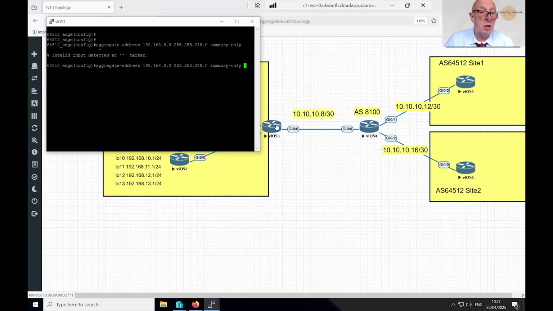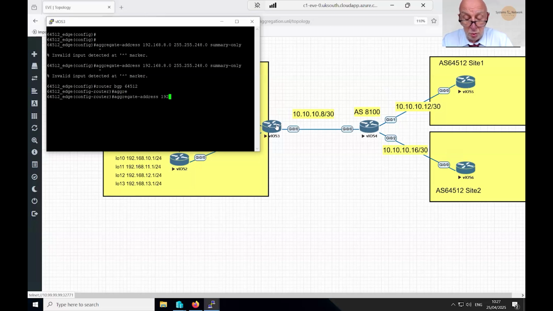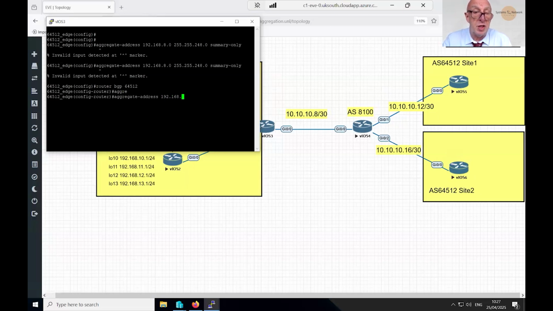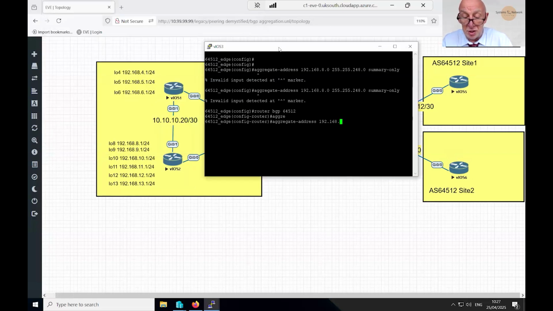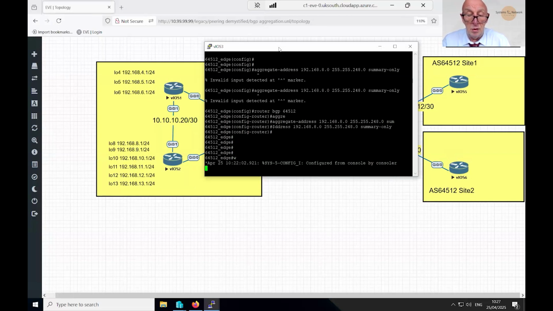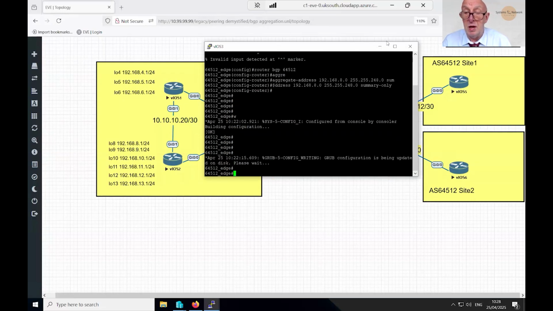Oh, it's come out of here, sorry. Router BGP 64512, fine, aggregate-address. Okay, it's 192.168. Again, you pick the lowest number. So, of course, in that bottom device here, the lowest network is 8.0. So I do that. Put my summarization mask, 248.0. Fine. I just want to send out the summary. And that, again, should have worked. So if I just save that, just for the fun of it. Didn't really have to. Good, so that is now finished.